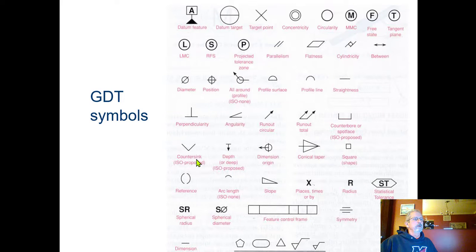There is countersink and how that should be. Angularity, runout and total runout, and that's how something goes out. Counterbore, spot face, and how that has to be done. Slope, you guys have seen that. And so there are all these different symbols that can be put into this feature control frame. And yes, Inventor has a feature control frame for how to do that.